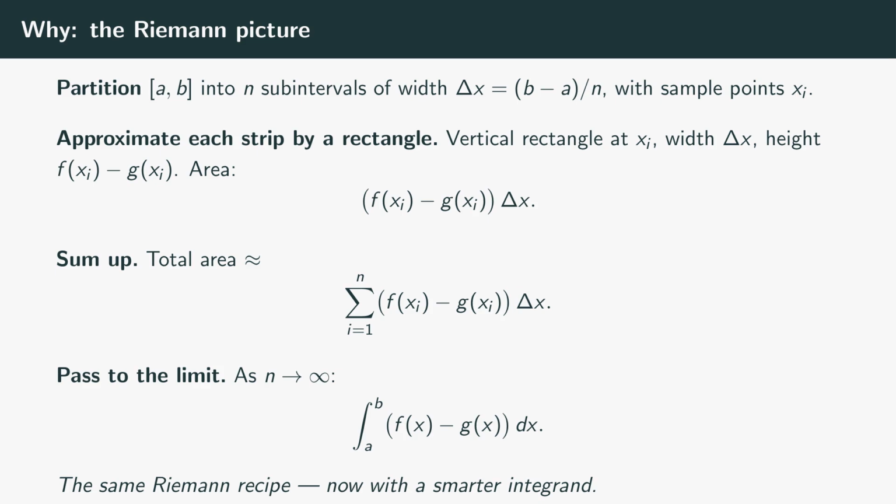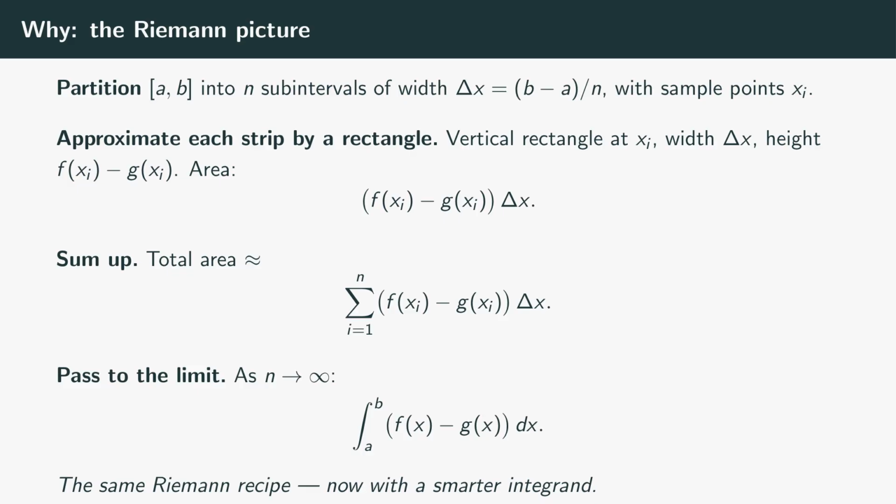Its area is that height times that width. Sum across all n rectangles. You get the sum of the quantity f of x sub i minus g of x sub i times delta x. That's a Riemann sum, not for f alone, not for g alone, but for the difference f minus g. Passing to the limit as n approaches infinity, the rectangles get thinner and thinner, the sum converges to the integral from a to b of the quantity f minus g dx. The Riemann sum converges to the Riemann integral, and the integrand is whatever the rectangle height is.